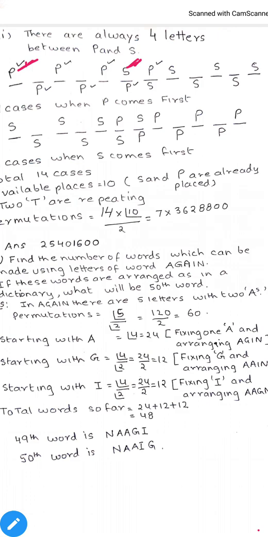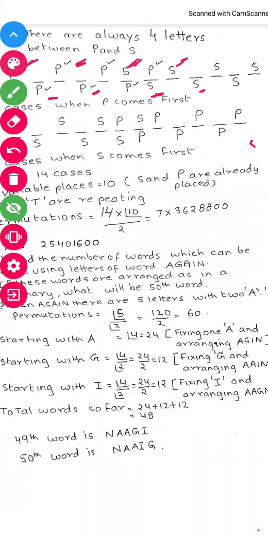Now we fix P at the second place. So the next place will be this S, as you can see. Again P is fixed here, so S is fixed here. P is fixed here, so S is fixed here. P is fixed here, so S is fixed here, as you can see, and so on. We are getting 7 cases. So all in all, there are 7 cases where starting with P and ending with S.